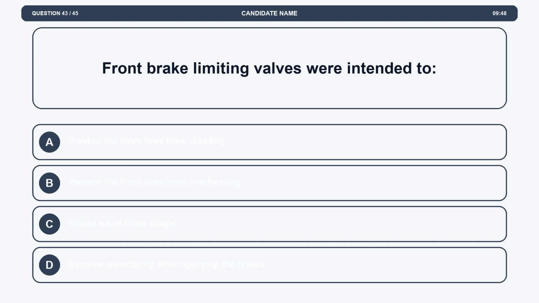Question 43. Front brake limiting valves were intended to: Option A. Prevent the front tires from skidding. Option B. Prevent the front tires from overheating. Option C. Create equal brake usage. Option D. Remove uncertainty when applying the brakes.